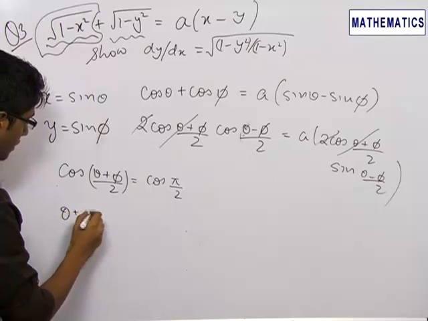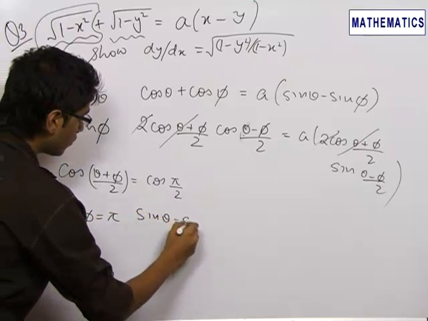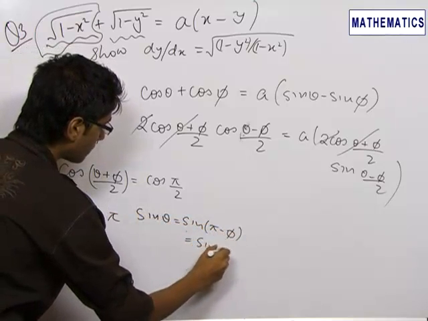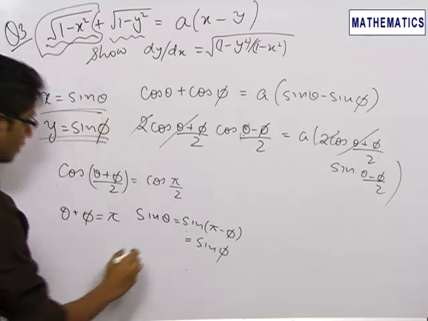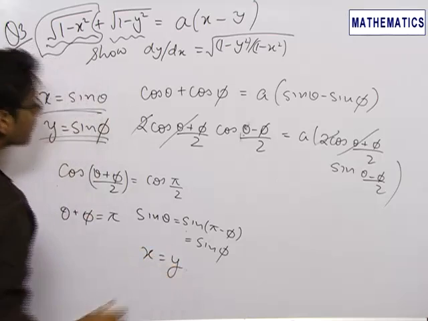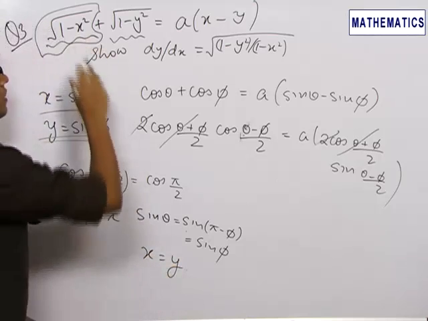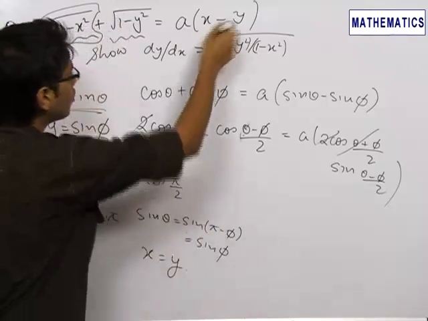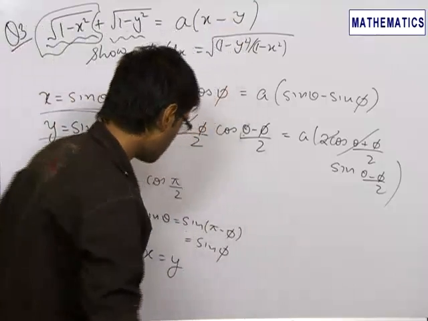So theta plus phi equals pi. Sin theta is equal to sine of pi minus phi, which is equal to sine phi. Sin theta is x and sin phi is y, so we get x equals y. But putting x equals y in the given original equation, we get 2 times under root 1 minus x square, which is a positive quantity, equal to 0, and we know that a positive quantity cannot be equal to 0.